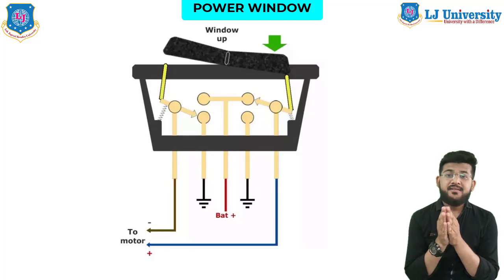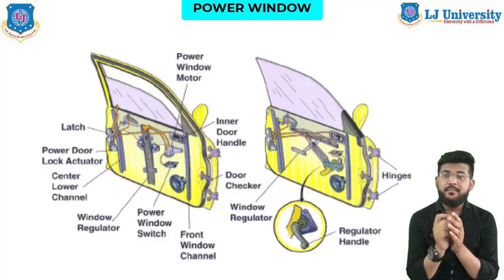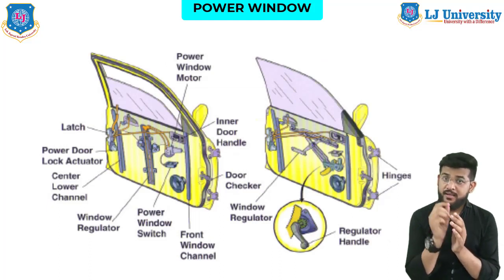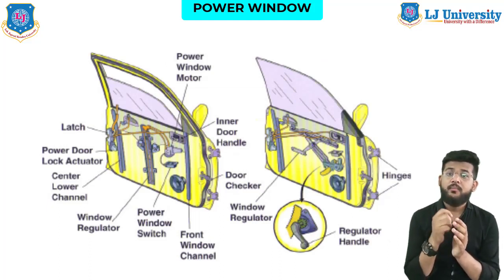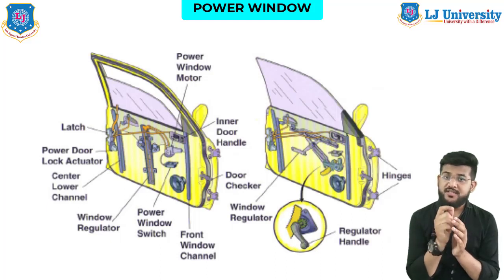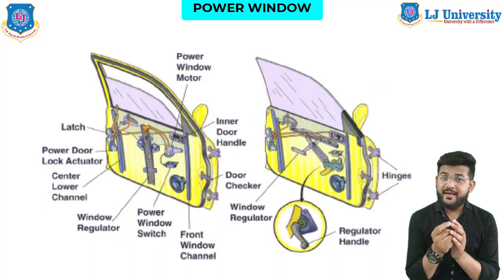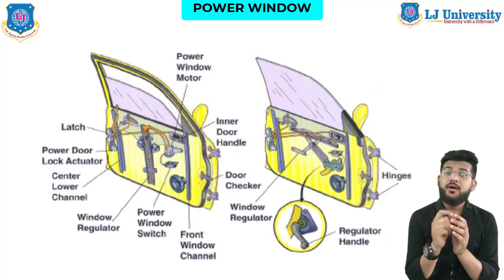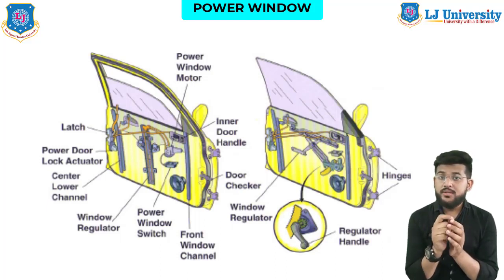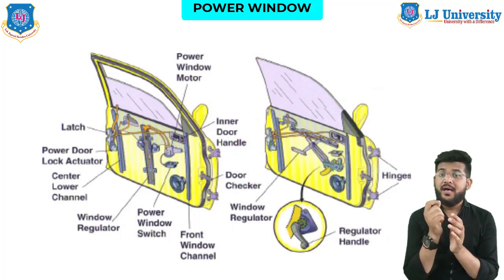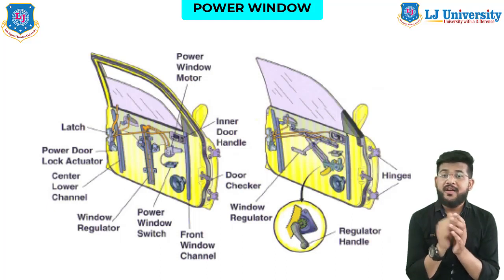Now, an advanced system. What is an advanced system? On some cars, the power windows work in a completely different way. Instead of the power for the motor going through the switches directly, the switches are actually connected to one of the many electronic modules in the car.